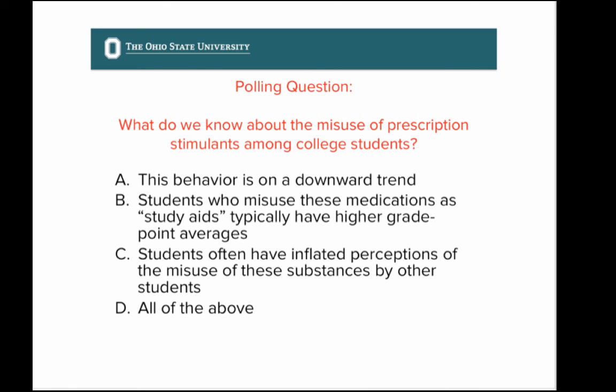Relative to stimulant drugs, this shows us that about 1.2 million people in the United States misused stimulants in the last month. So that goes beyond campuses and covers the entire United States.